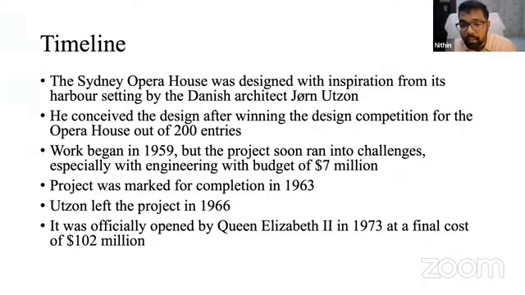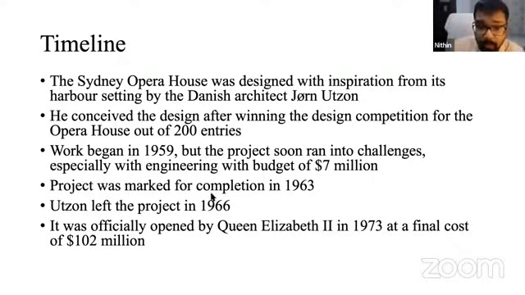And that led to a lot of delays at the end. So Jørn Utzon is a Danish architect, and in 1959, finally the work began. Even when they began the work, they did not know how they were going to build the roof of the opera house.